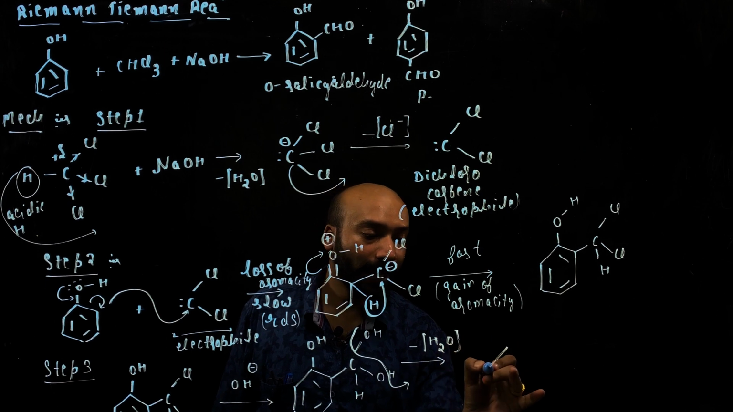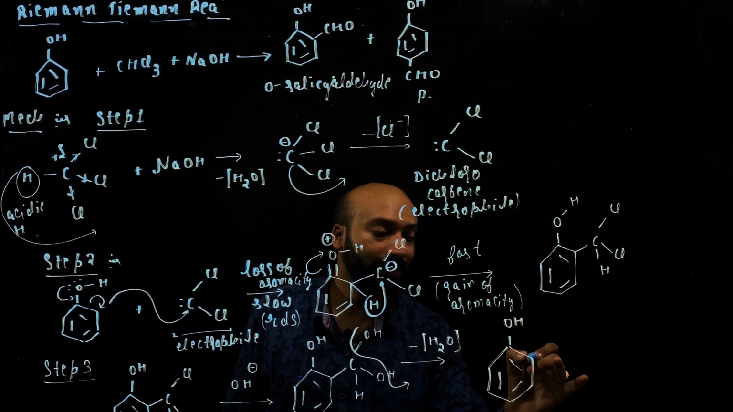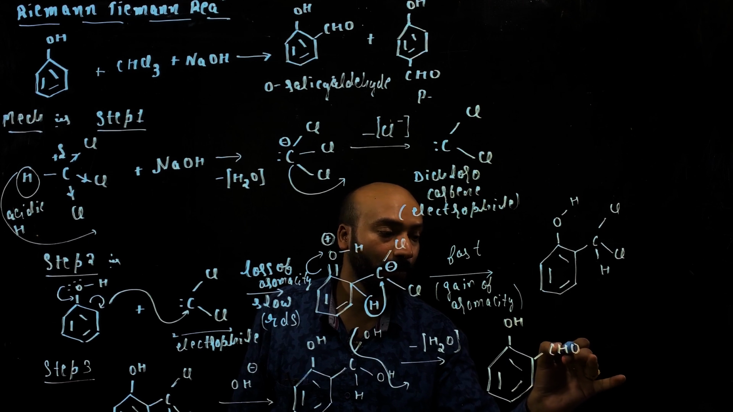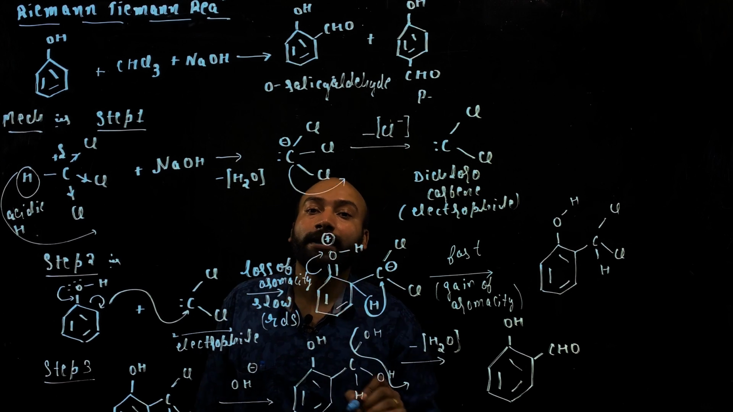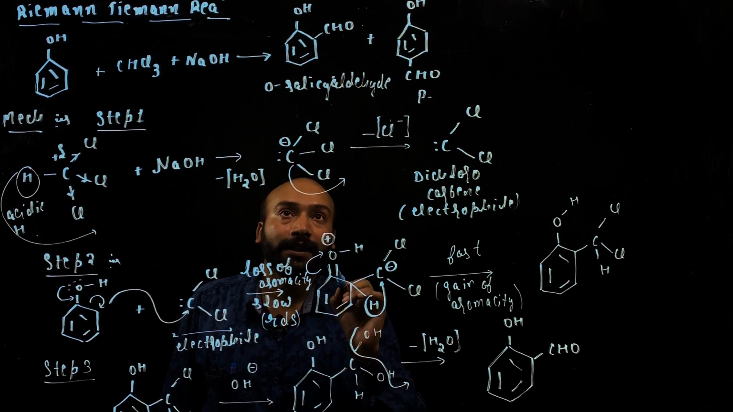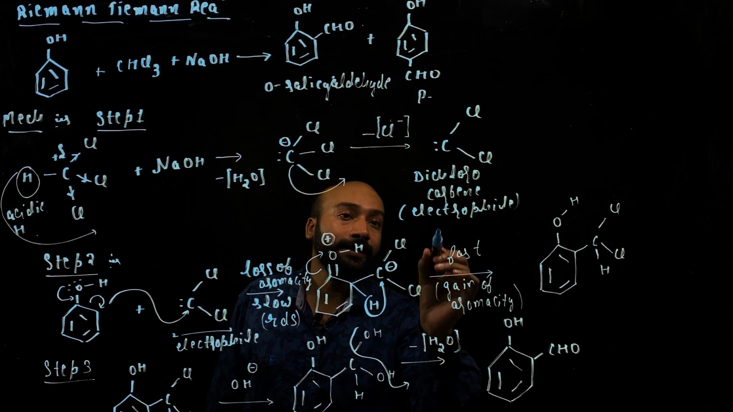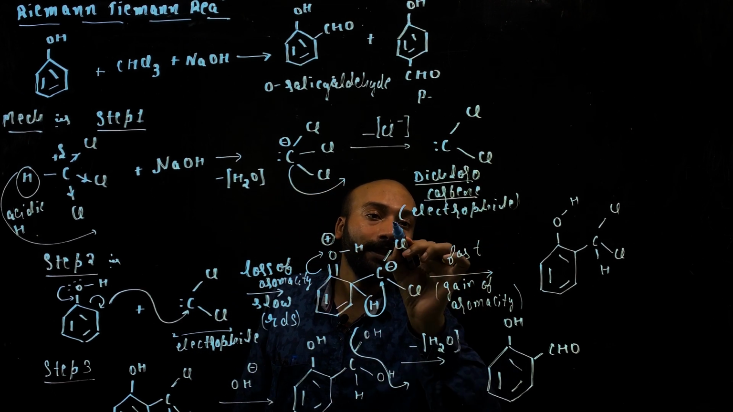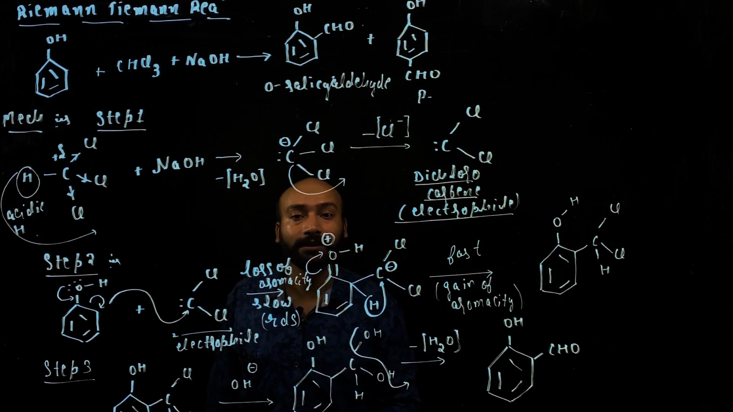So our desired product has been obtained, that is ortho-salicylaldehyde. This one is our product. So I think everyone has understood the Reimer Tiemann reaction. In this reaction, one important point is the intermediate that is formed, and our intermediate is dichlorocarbene.